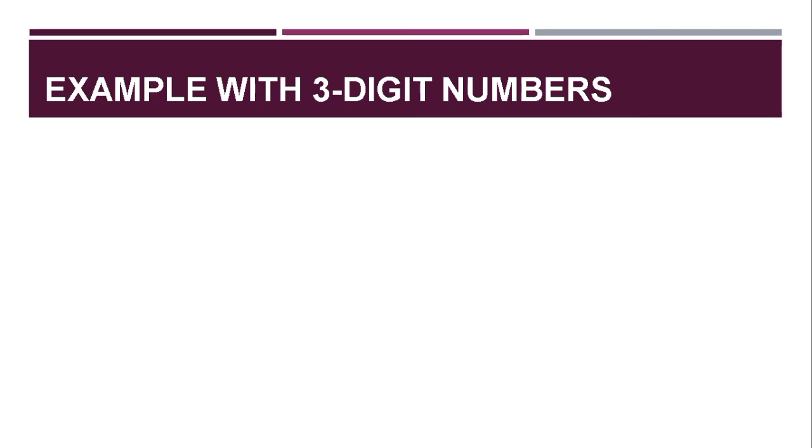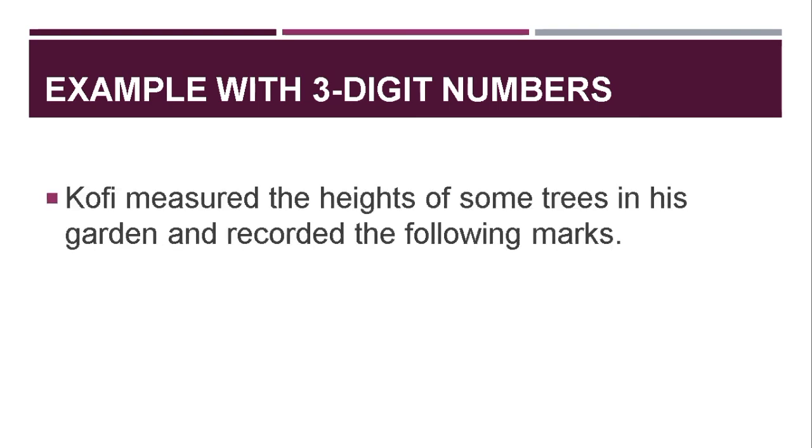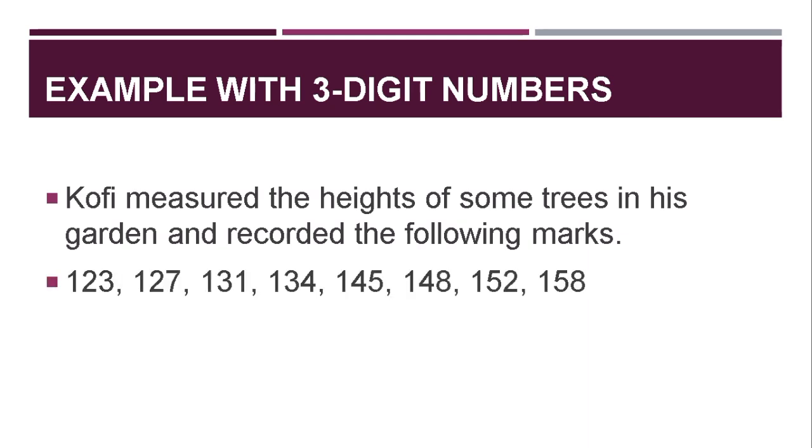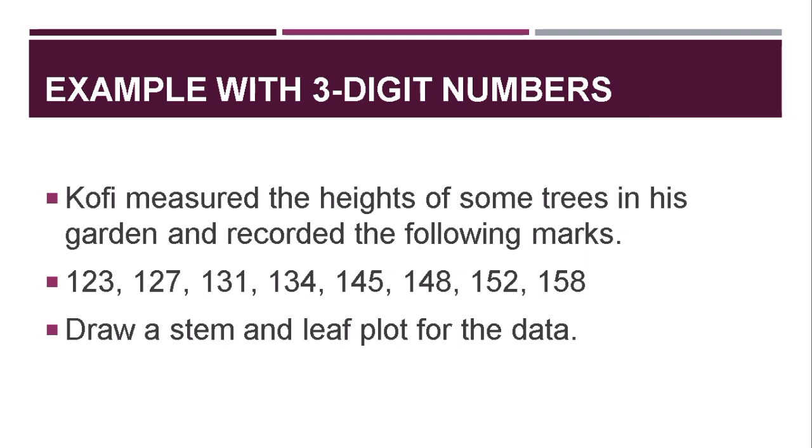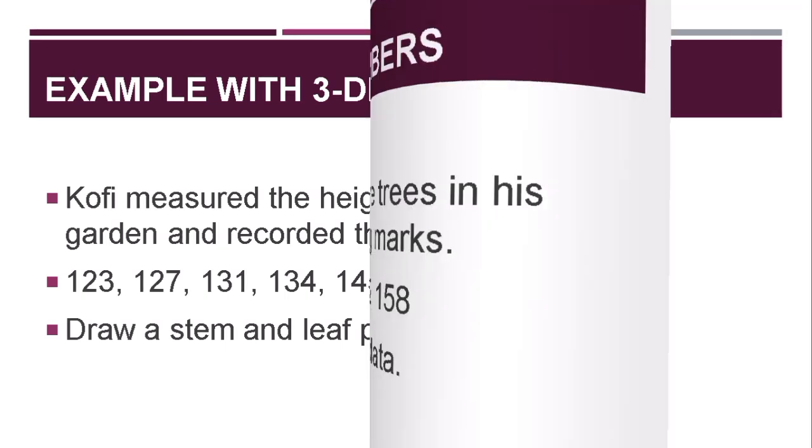An example with 3-digit numbers. Kofi measured the heights of some trees in his garden and recorded the following marks: 123, 127, 131, 134, 145, 148, 152, 158. Draw a stem and leaf plot for the data.